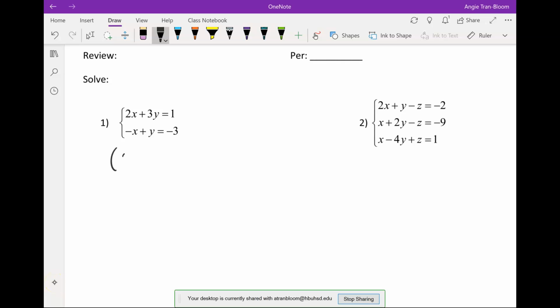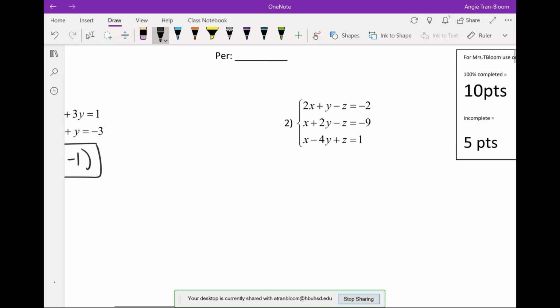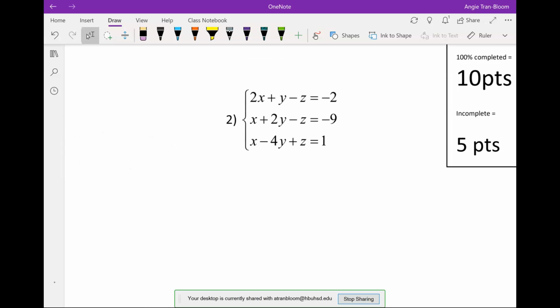Okay, so 2 comma negative 1, final answer. Number 2, how did you start? Solving for z, by the way, substitution or elimination? Substitution, and then some of you use? Yeah, it's just not a right or wrong, it's just whatever you like. If you use elimination, what 2 equations?